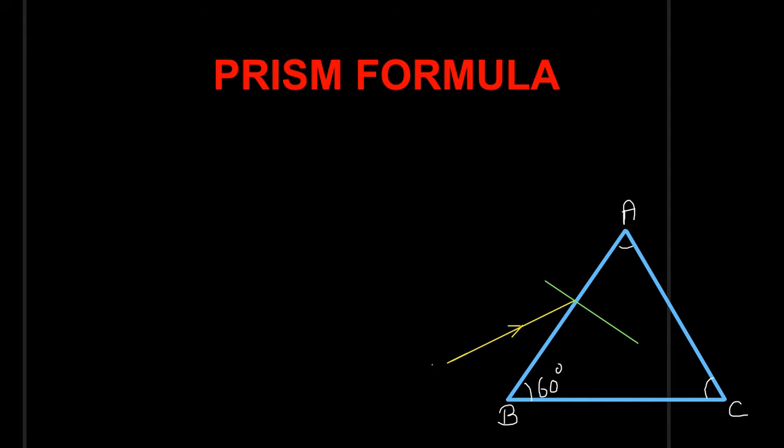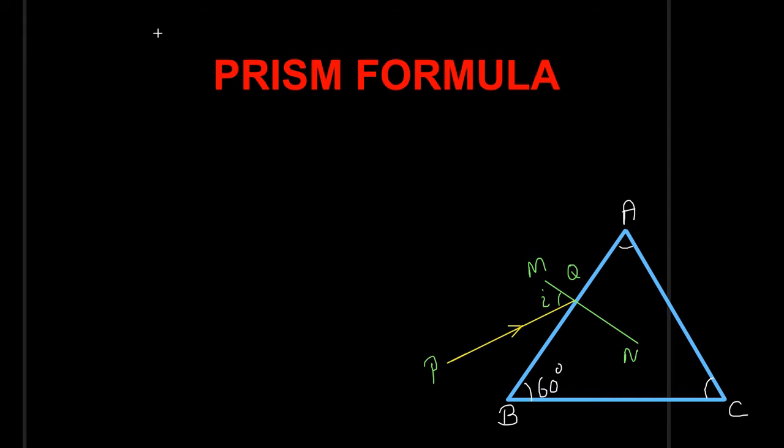So PQ is the incident ray. What is the angle of incidence? It is the angle between the incident ray and the normal. Let i be the angle of incidence. We name this normal as MN. MN is the normal at the point of incidence Q on the face AB for the ray PQ.